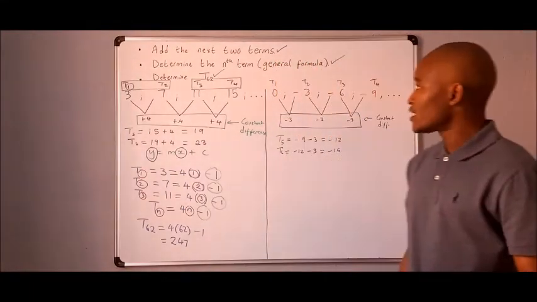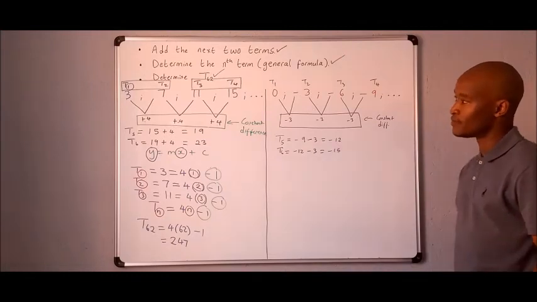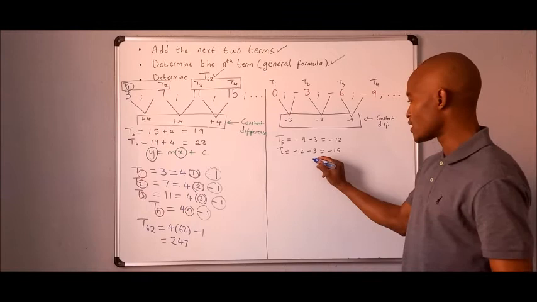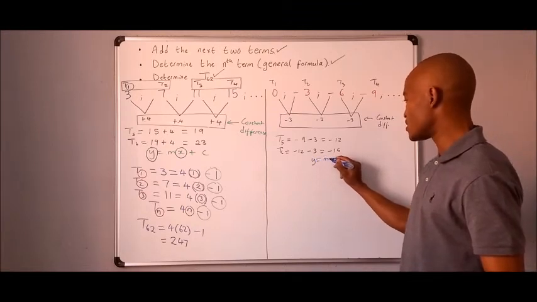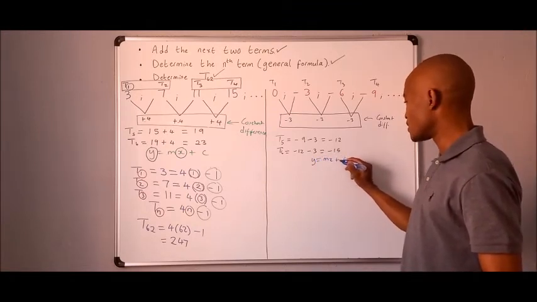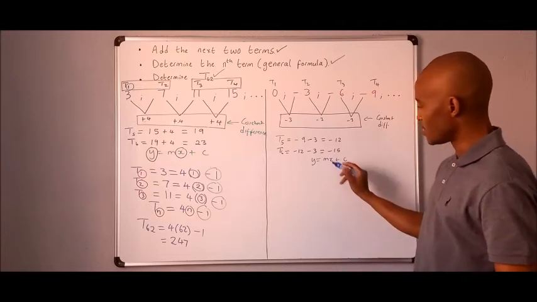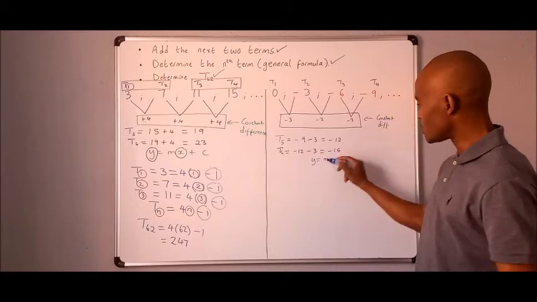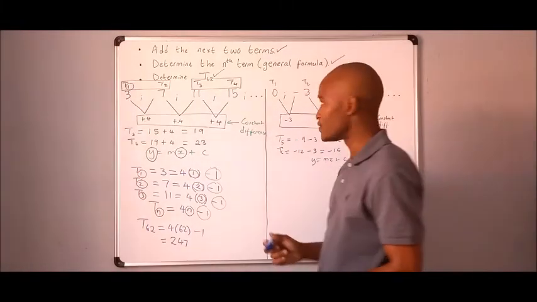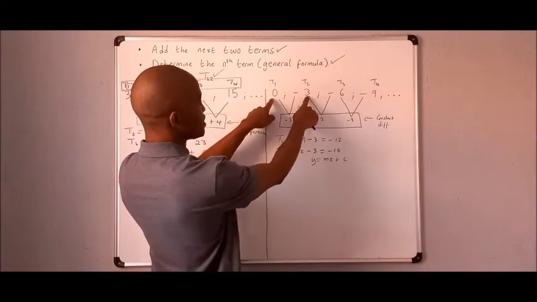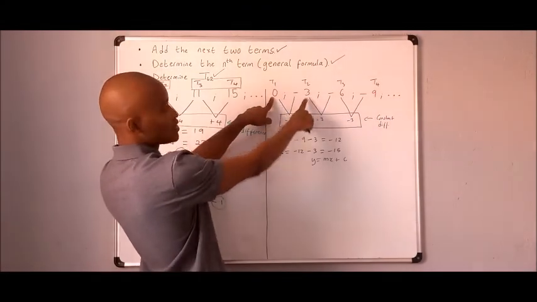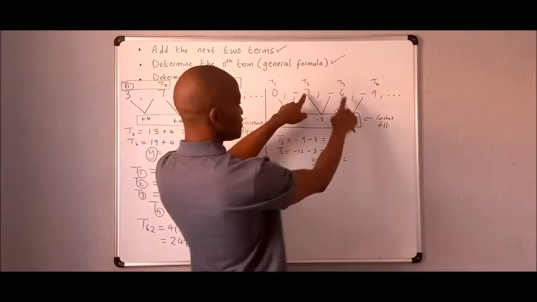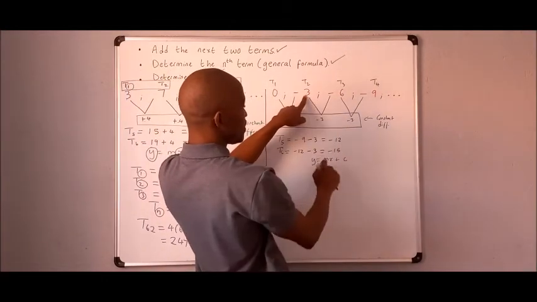Okay, the next part, determine the nth term. Again, we need to investigate, because we are dealing with a function here. It's just expressed as a collection of numbers. y is equal to mx plus c. And we saw in the previous question that that m is your constant difference. Because negative 3 minus 0 is negative 3. 2 minus 1 is 1. If you do it here, 3 minus 2 is 1.